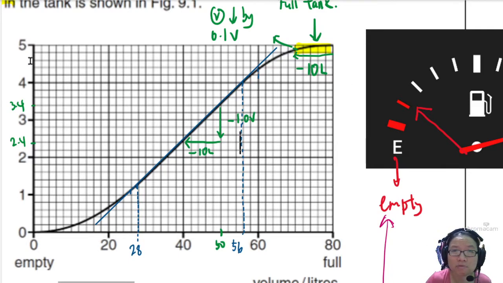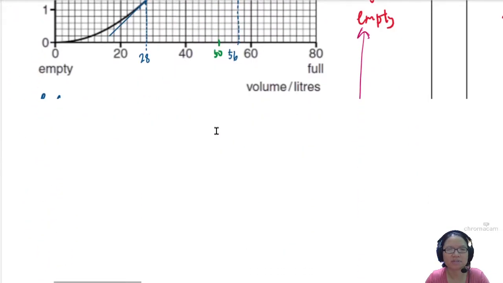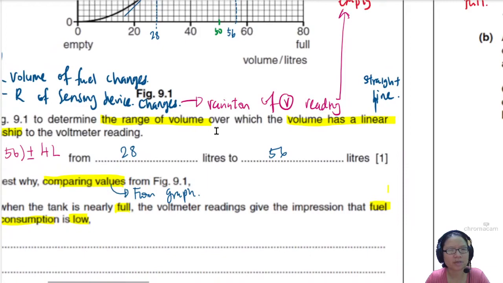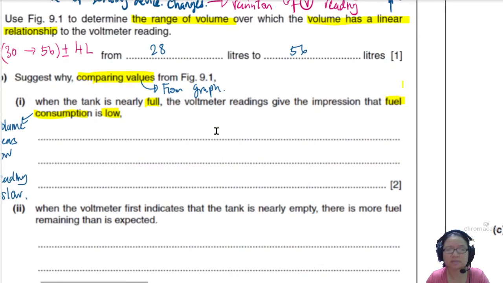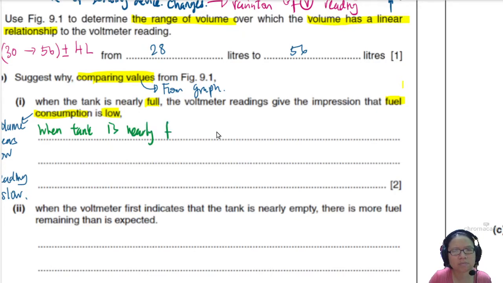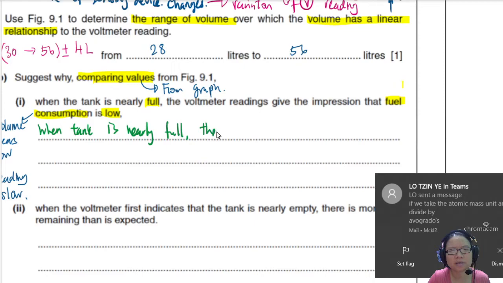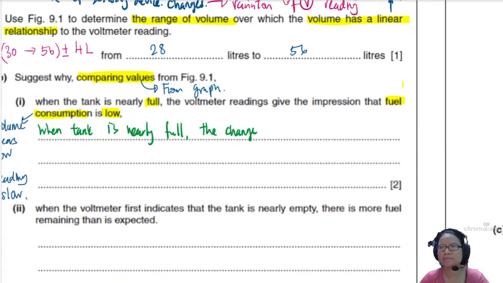You're comparing 0.1 volt decrease for the first 10 liters to 0.1 volt decrease for the 10 liters from 50 to 40. Okay, so we'll write that down. We'll start with the full tank first. So we can say when the tank is nearly full, I'm just going to copy here. Excuse me, I apologize for the notification disturbance. Anyway, back to the point.